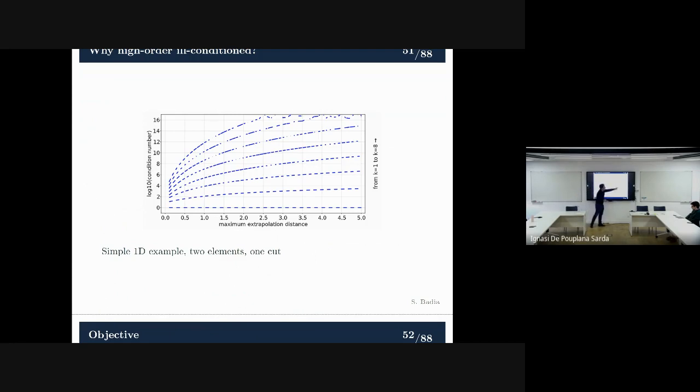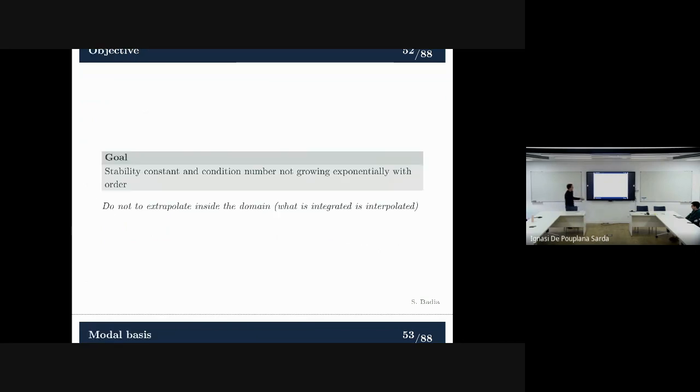Again, this is just to check. We never go through that. But with respect to the order, you can see this huge degradation of the condition number. And our goal was to define a stability constant and condition number that don't grow exponentially with the order of approximation in our higher dimensional space. Okay, so somehow the message is that we don't want to extrapolate inside the domain.